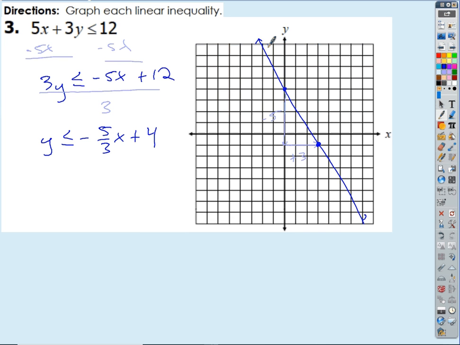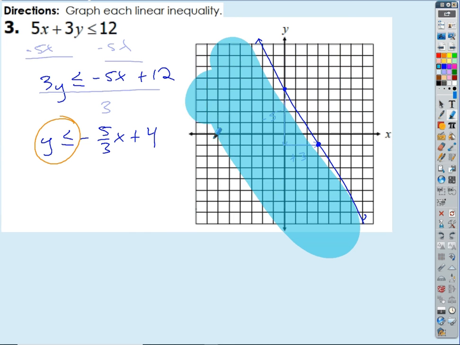And last issue then. Am I shading above or below? Good, shading below, aren't I? Because look, I've got a y is less than, correct? Yeah, so I'm shading below the line. And so, everybody agree that's what it looks like? Seems reasonable to me. Okay? We good? I think we're great.